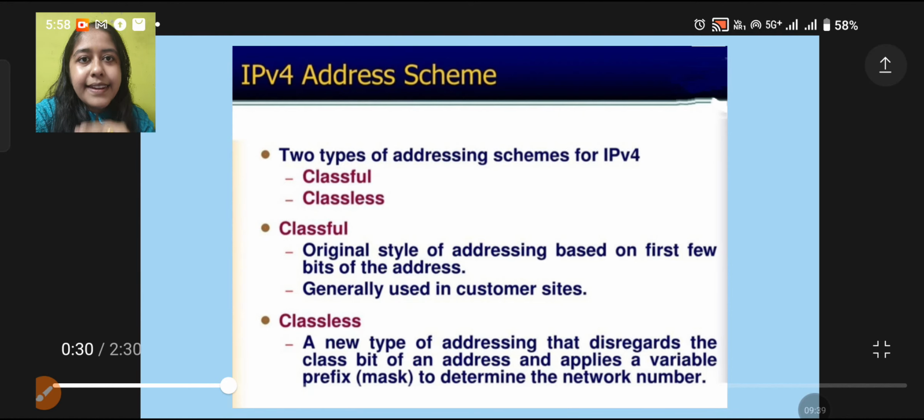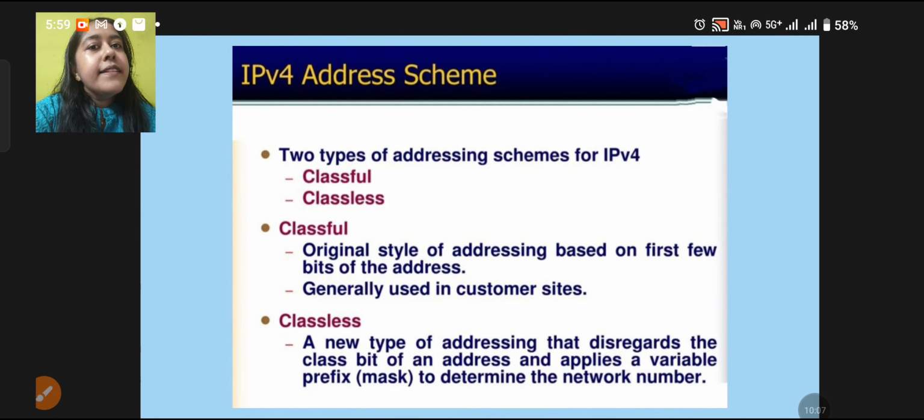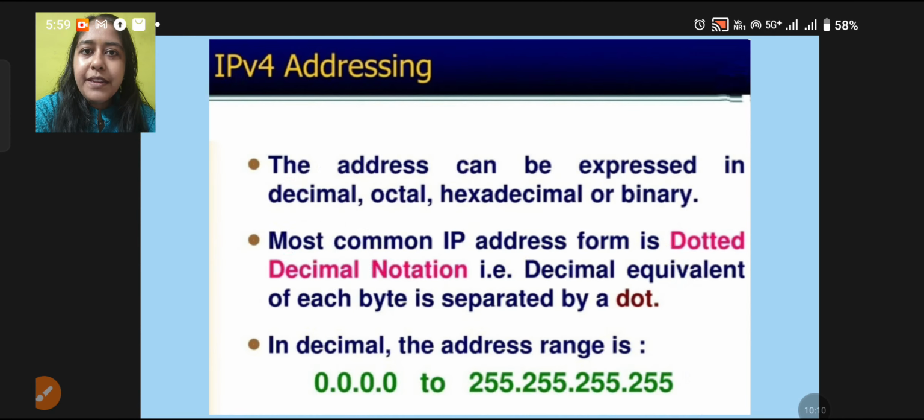So in classful addressing, the first few bits are taken, and classless addressing is a new kind of addressing scheme where it disregards the class bits of an address and applies a variable prefix mask, which determines the network number. Here this mask is a prefix number which is used to define the address. But in classful, the first few bits are being used.